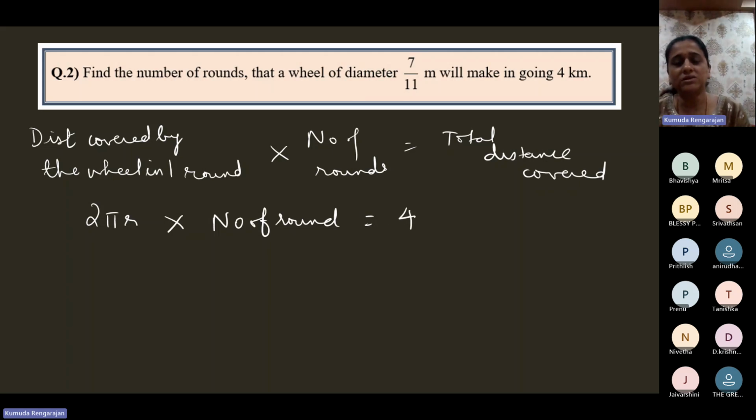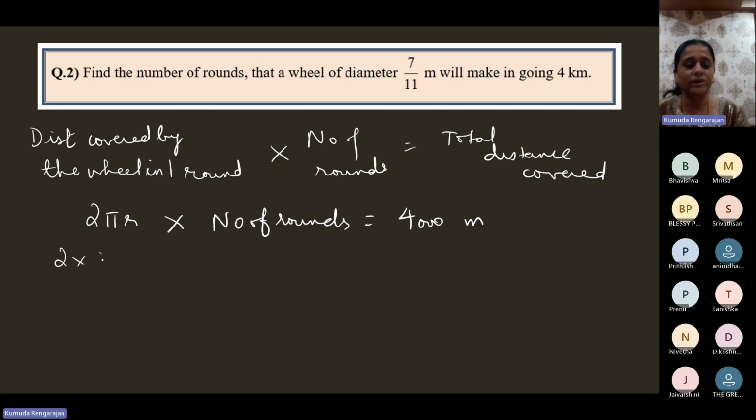But since the diameter is given in meters, you'll have to convert kilometers to meters, 4,000 meters. Because the diameter is in meters, your radius also will be in meters, and in one equation all the values must have the same unit. So if radius is in meters, the total distance covered also should be in meters. So 2 pi r into number of rounds is equal to 4,000 meters.